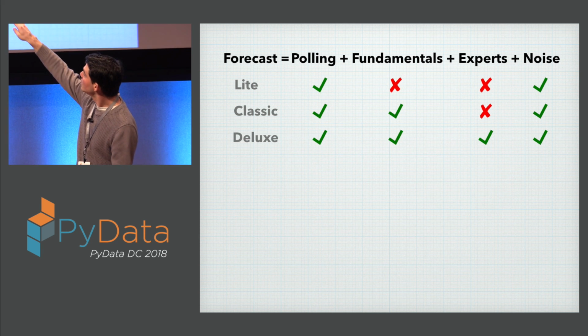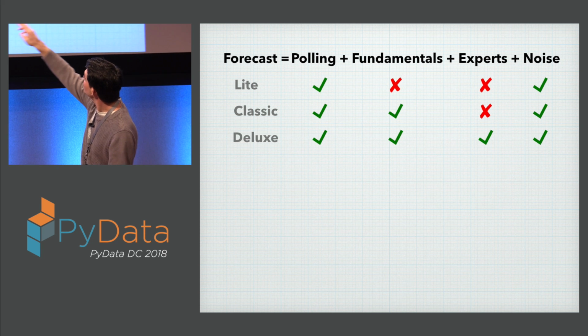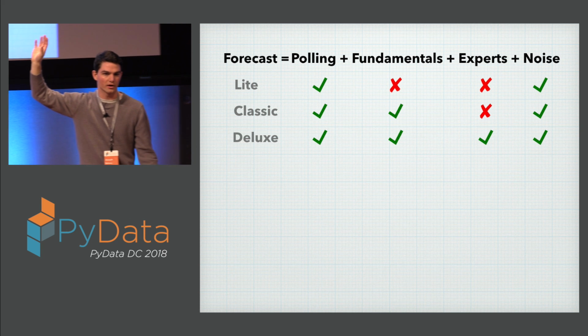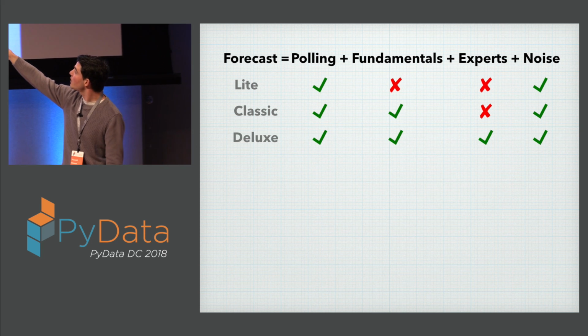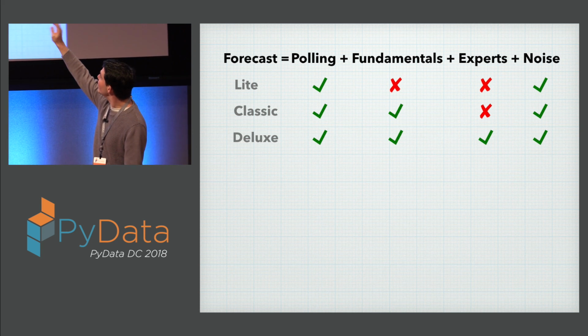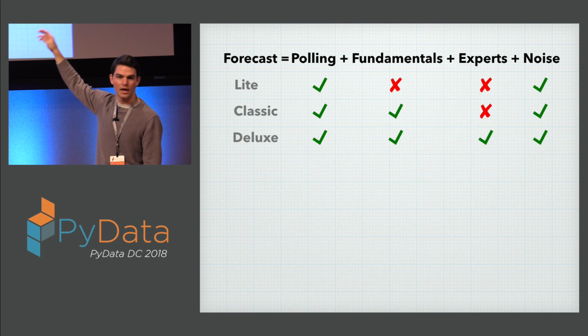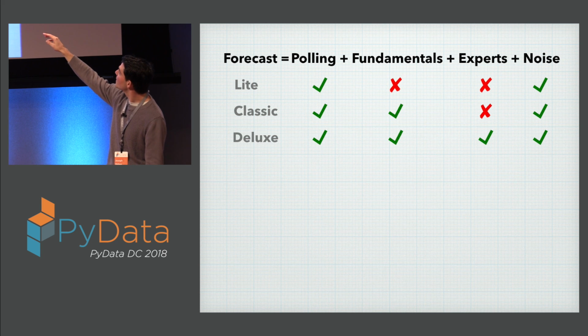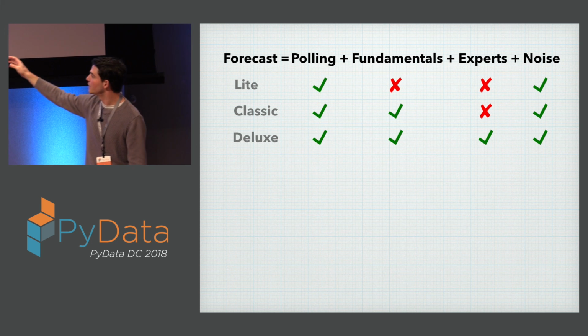So for example, the light forecast is just based on polling, and then of course noise is a part of explaining that result. In the case of the classic forecast, polling and fundamentals are taken into account, and then also noise as a result. In the deluxe version, polling, fundamentals, experts, and noise are all taken into account.